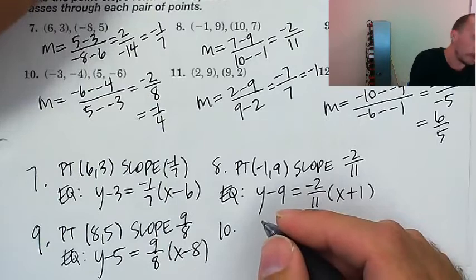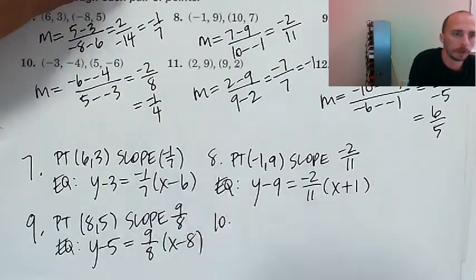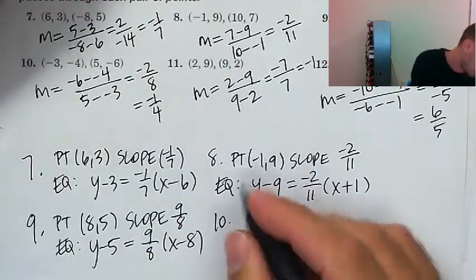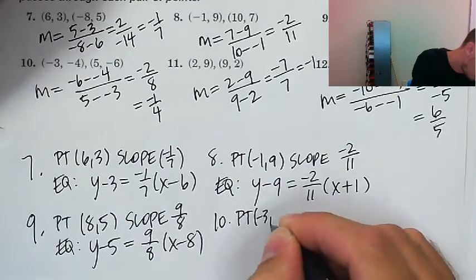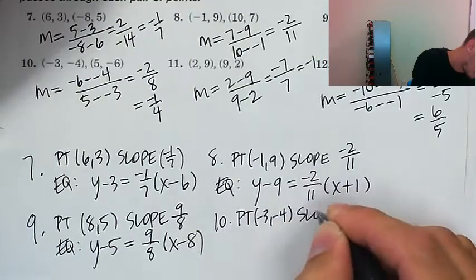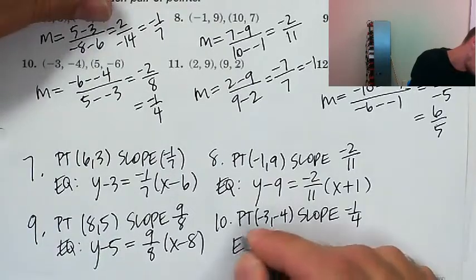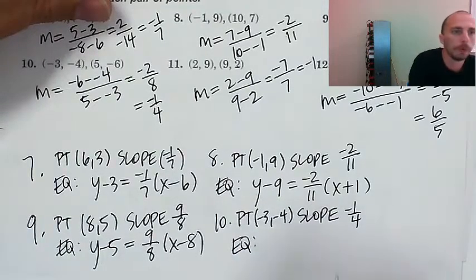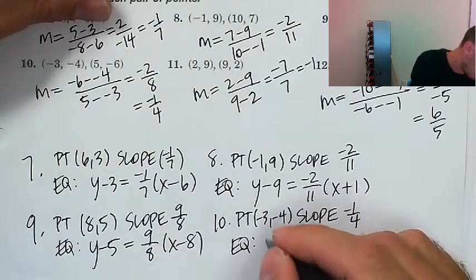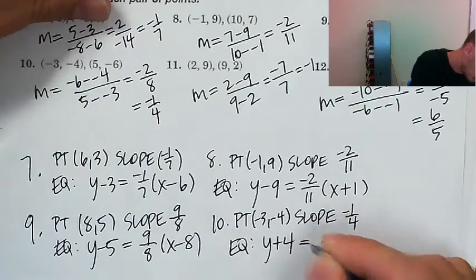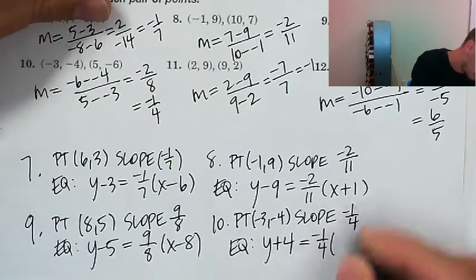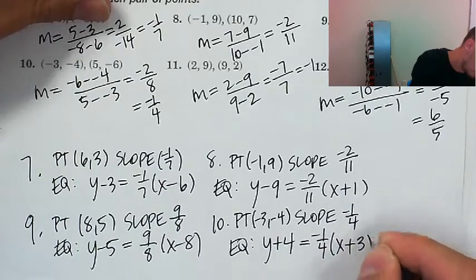For 10, you can see that slope is negative 1/4. I'm going to choose negative 3, negative 4 as my point. And then my equation will be y minus negative 4 is equal to the slope times x minus negative 3.